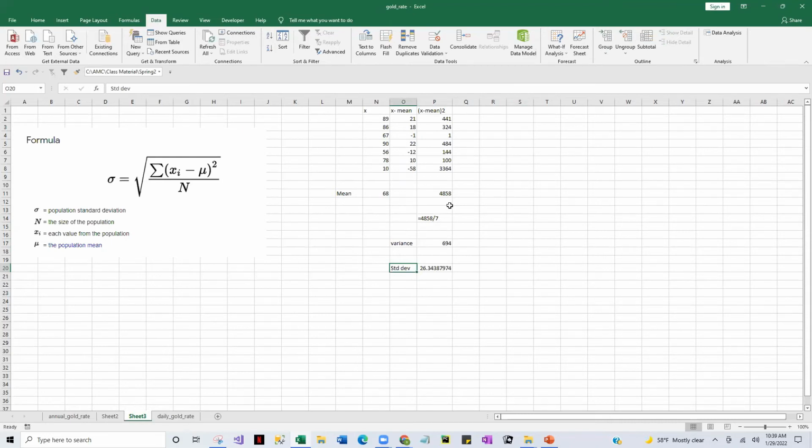So are you good? Do you want to try one more? Wait, where did you get the 7? The 7 is the count. This is the count. How many occurrences we have. So if you look at this, see here, the formula is saying n is the size of the population. So this is the size of the population. And x is each value. So we are looking at each value. And mu is the population mean. So we found the mean.